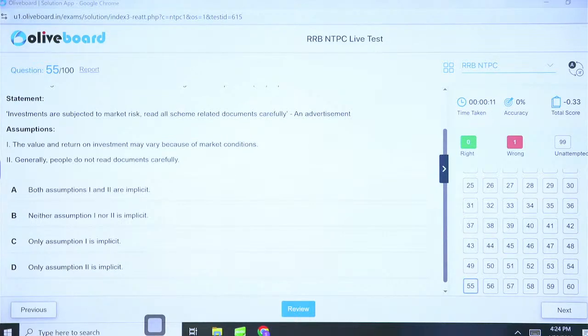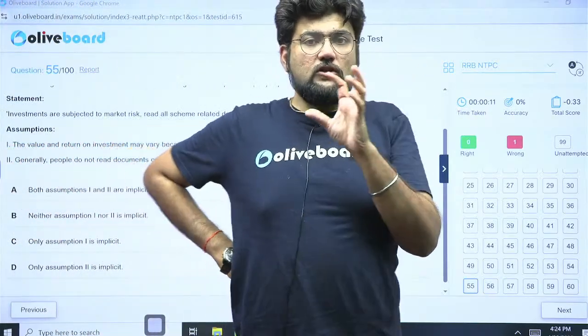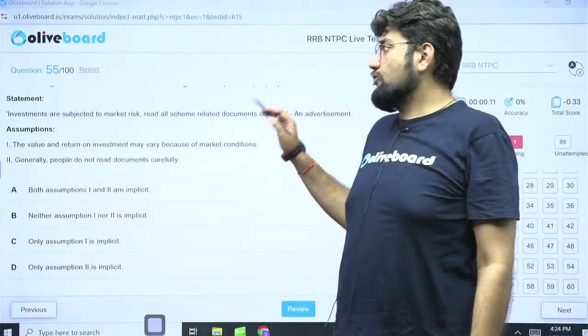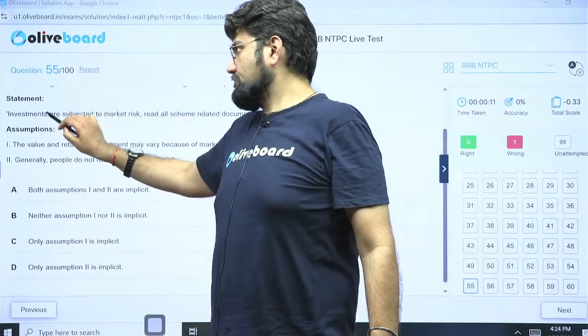Now, the statement reads, investments are subject to market risk. Read all scheme related documents carefully. This is an advertisement. Basically, we all have heard this. It's a disclaimer which comes after the mutual fund advertisement. Okay. Now, the assumptions are, now don't think normally. Don't think on lines of a reader. Think from the perspective of the writer, the person who has written this advertisement.